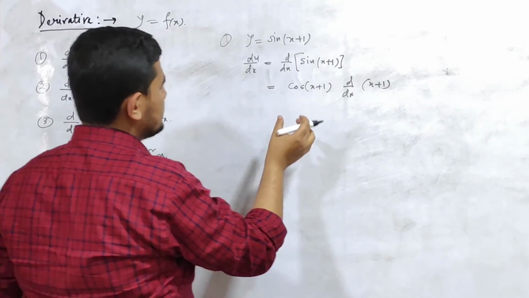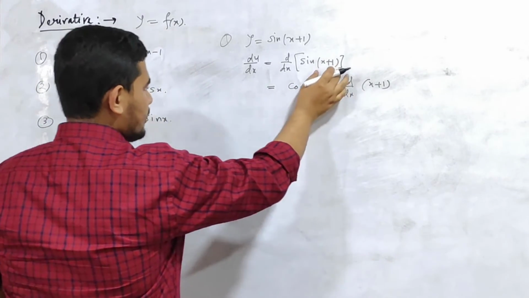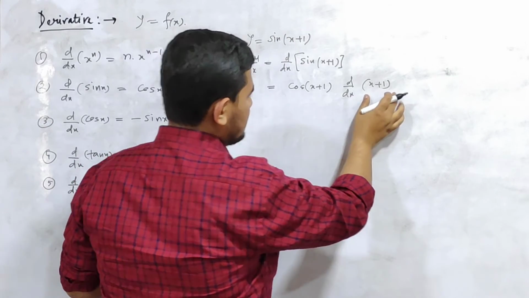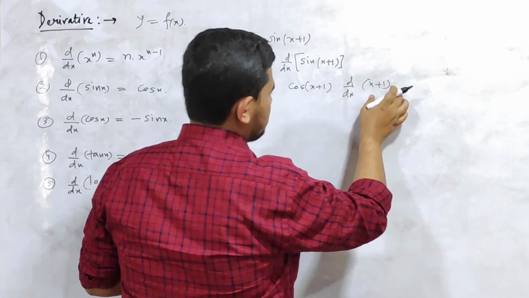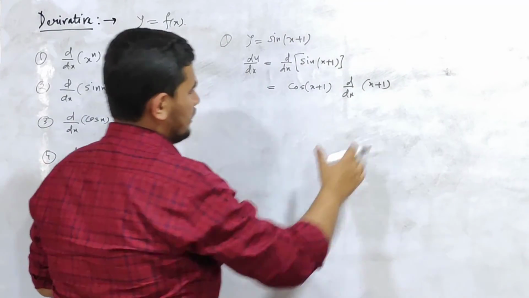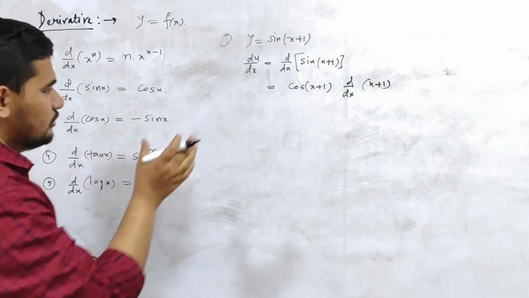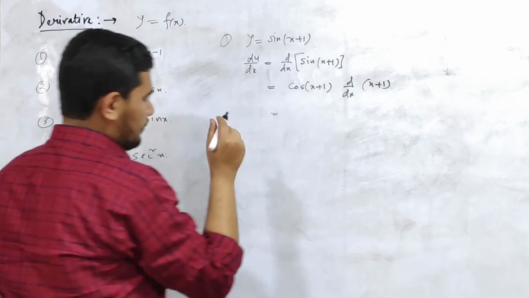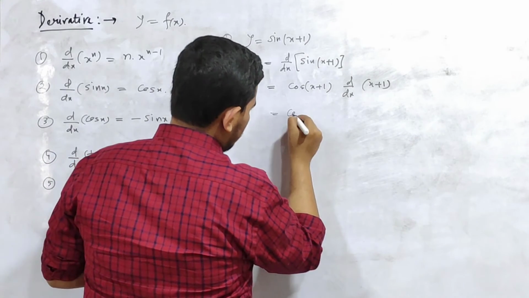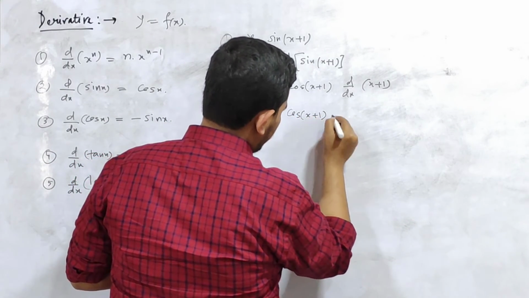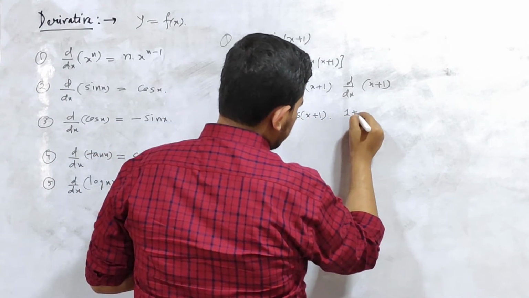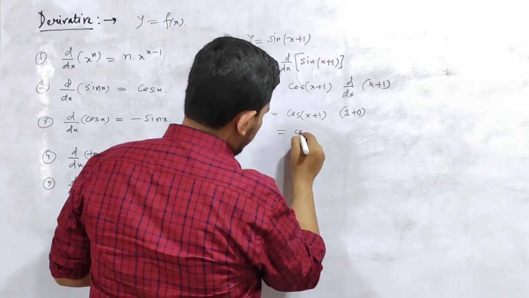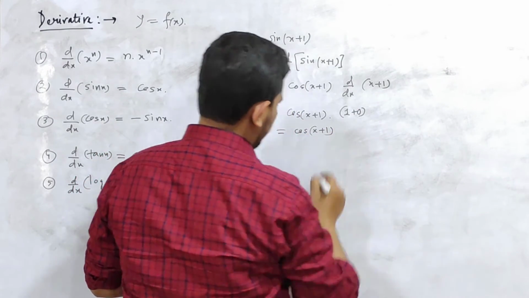So what I am going to do is, as x plus 1 is here, I am going to differentiate it, d by dx of x plus 1. So this is called chain rule. I am going to solve some further numericals to illustrate this method of solving. So this will be cos of x plus 1, times 1 plus 0. So the answer will be cos of x plus 1.